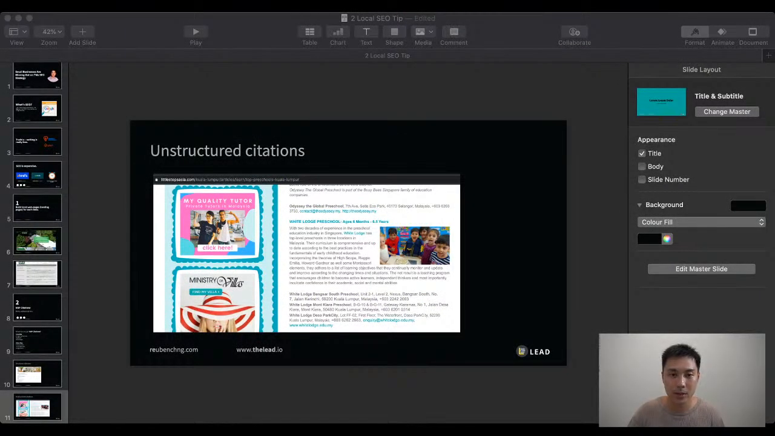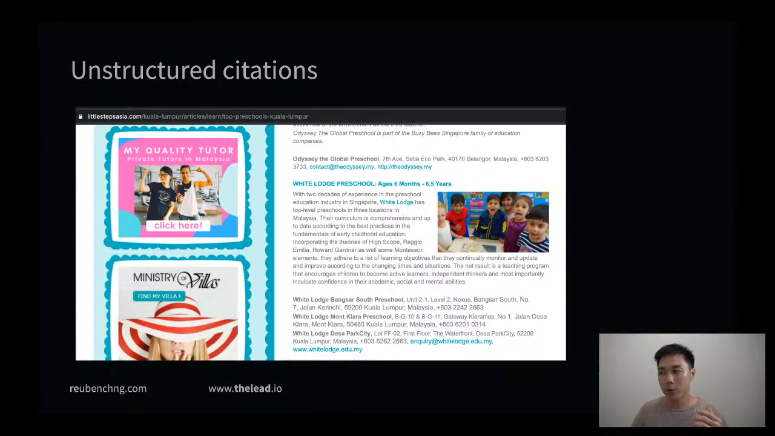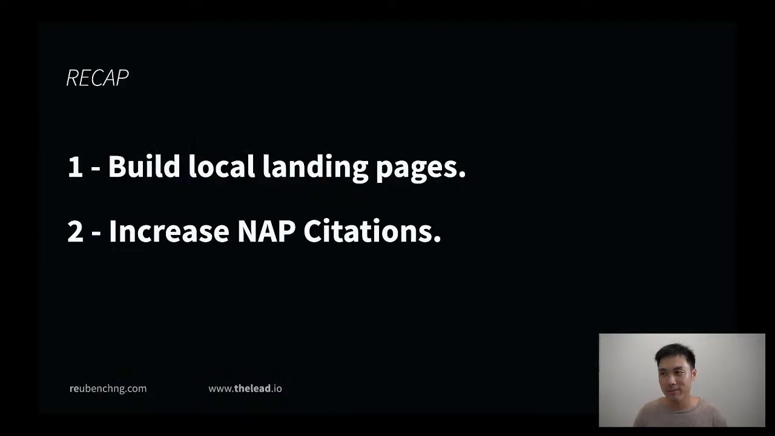Going back to my screen. We have gone through two strategies and this is really simple. So I'm going to stop here and recap. There are two strategies. One is to build local landing pages. If you're a local business, build landing pages for each state and each city that you are servicing customers in, so that when someone searches for your type of business, service, or products, they will find that landing page and it will relate back to them. This works. Number two, increase the NAP citations of your business.